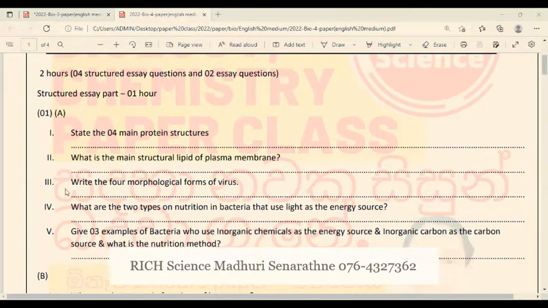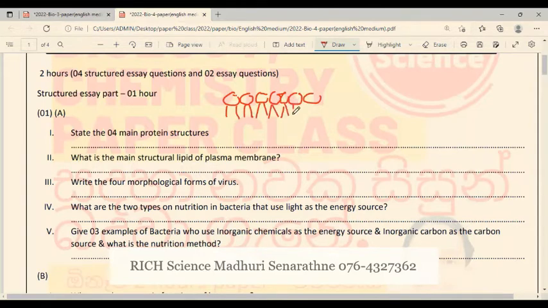Hurry up. What is the main structural lipid of plasma membrane? So, the answer is phospholipids. Can you remember the structure of the phospholipid bilayer? This is the head of the phospholipid molecule, and this is the tail of the phospholipid molecule. A single phospholipid layer, and another phospholipid layer.